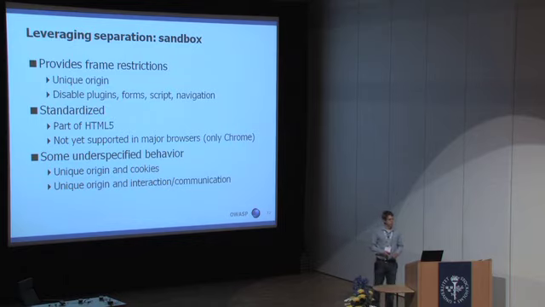And this underspecified behavior has to do with the unique origin. The problem is, if you have a unique origin, how do you deal with other functionalities such as cookies, or communication such as postMessage, or cross-domain interaction using JavaScript? How can we solve the problem? What is the policy? For instance, if you have a unique origin for a component coming from google.com, do you still want it to have access to the cookies of google.com? Or how does that work?